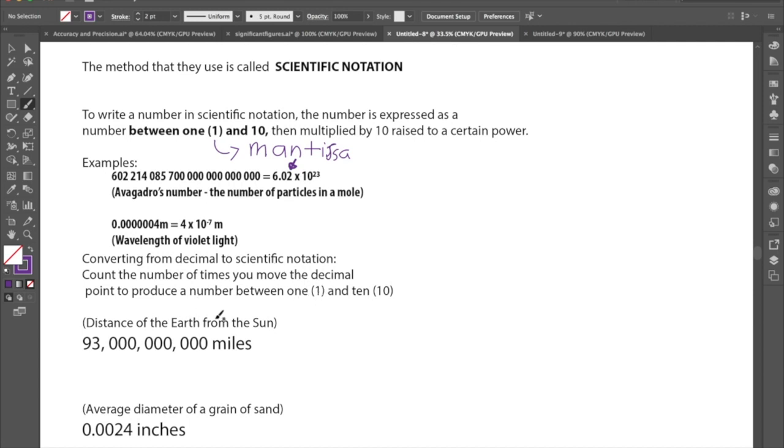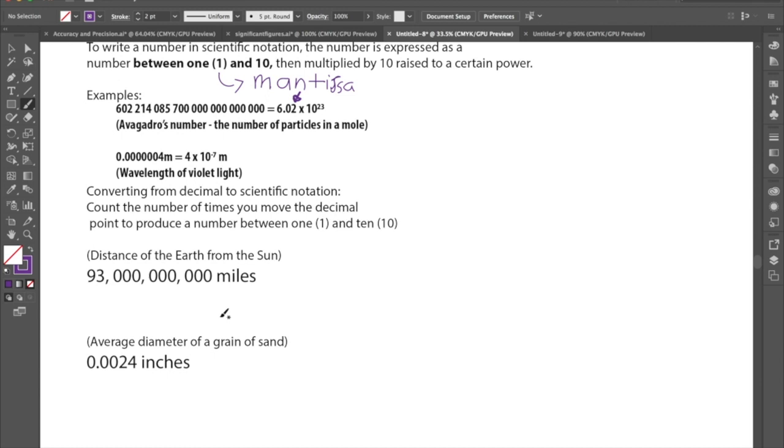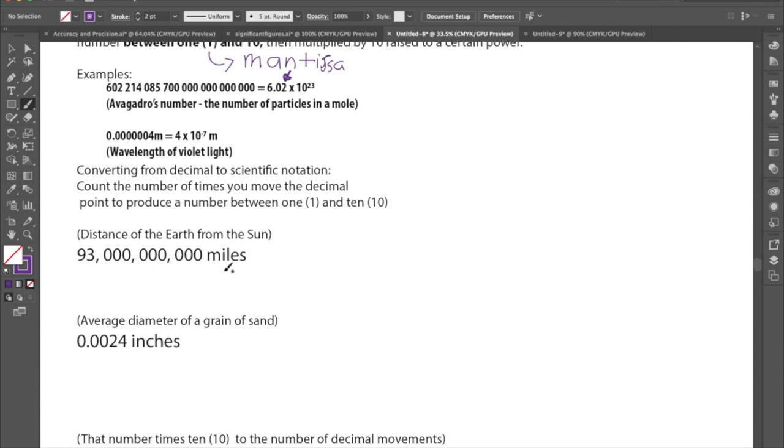Let's take a look at another example that we might use in science. The distance from the Earth to the Sun is taken at approximately 93 billion miles. Instead of having to write 93 billion miles every time we refer to the distance from the Earth to the Sun, we're going to make this into scientific notation. The decimal would normally be here after the 0.